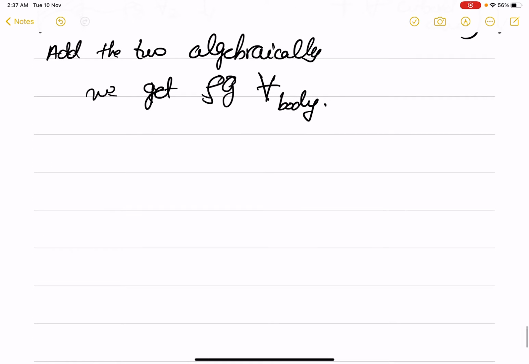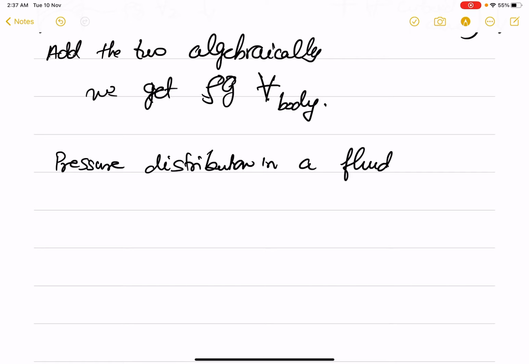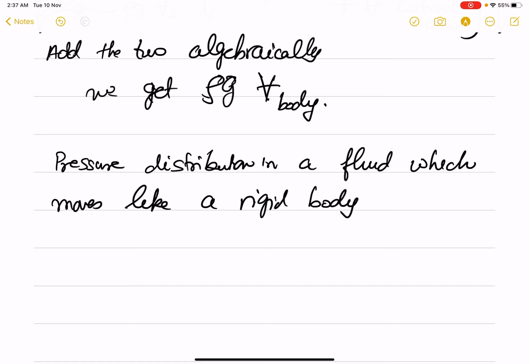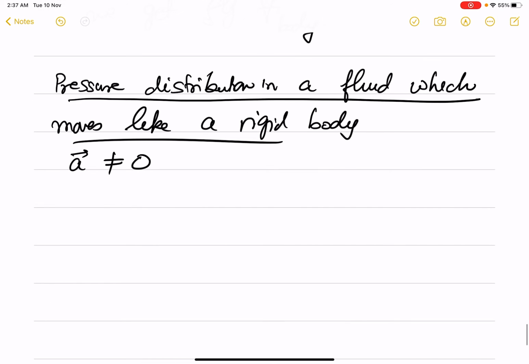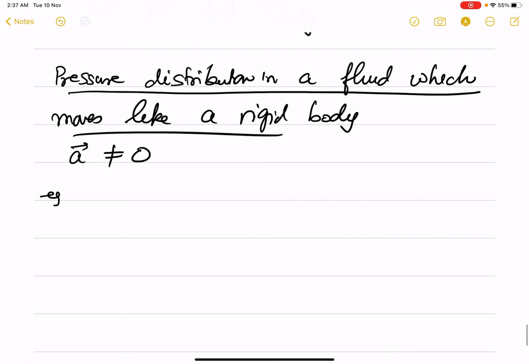Now we will move on to the next topic, where we want to find the pressure distribution in a fluid which moves like a rigid body. And that means now acceleration may not be zero. And there are examples of this.